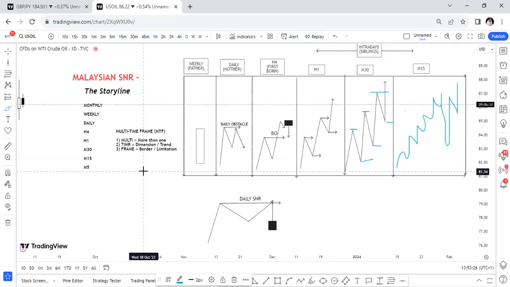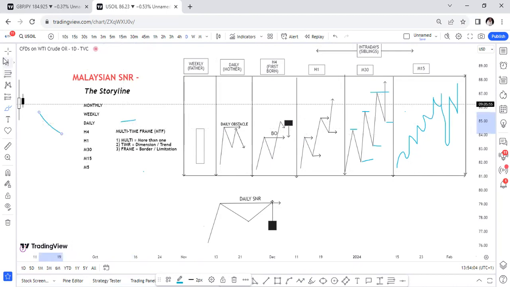Because the weekly is considered to be the father, while the daily is the mother, then the H4, which is the 4 hours, happens to be the firstborn, and the rest of them are considered to be the children. So the intradays are considered to be the same. Whatever happens in the intradays is mostly determined by the weekly. What do I mean by determined by the weekly?